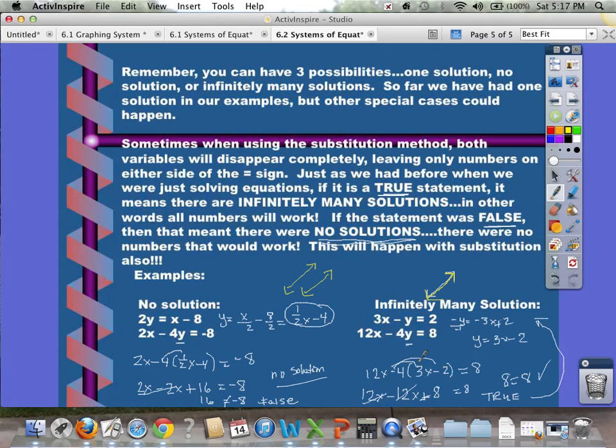This would be what it would look like if you did the substitution method. A false statement and a true statement. And of course, if they intersect, then you'll have an ordered pair answer.